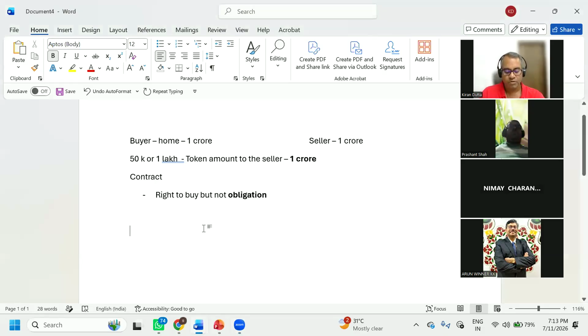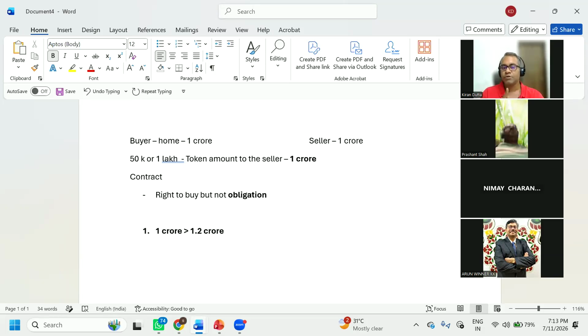Okay. Now, what is my first scenario? There is a buyer and there is a seller. My 1 crore property value can become 1.2 crores. But at the end of the day, how much am I paying? I'm paying only 1 crore.